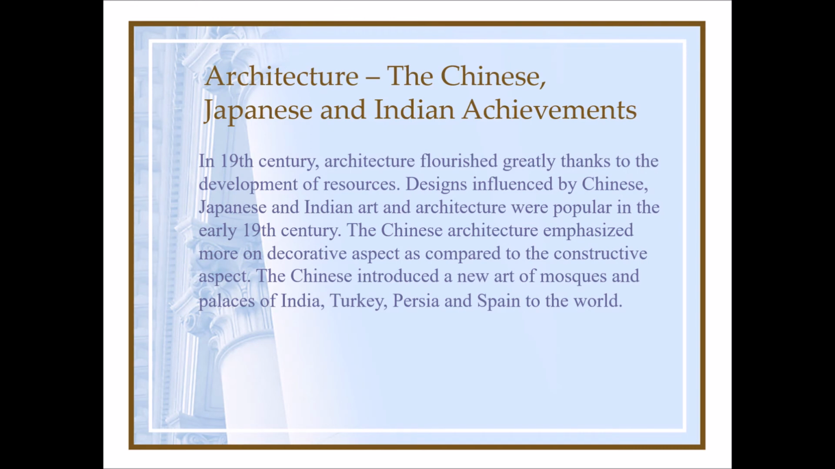And then the other period is the Chinese, Japanese, and Indian achievement, the Asian achievement. In the 19th century, architecture flourished greatly thanks to the development of resources. Designs influenced by Chinese, Japanese, and Indian art and architecture were popular in the early 19th century. Chinese architecture put more emphasis on the decorative aspect as compared to the constructive aspect. The Chinese introduced the new art of mosques and palaces of India, Turkey, Persia, and Spain to the world.